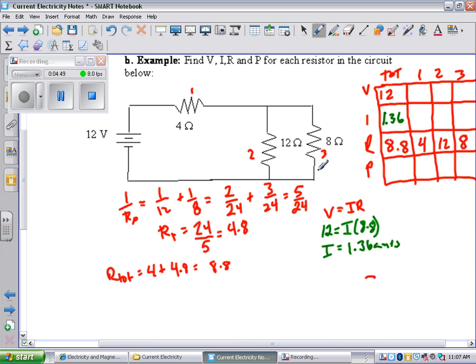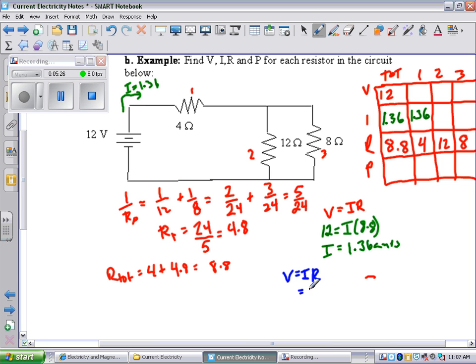Now here's the trick to this. I now know that there's 1.36 coming out of the battery, because that's the total. And you notice there's no junction before I get to resistor 1. So that entire 1.36 is going to go through resistor 1. So now I know this is going to be 1.36. And that allows me to find V1 by doing V equals IR again. So maybe make this blue. So V equals IR.